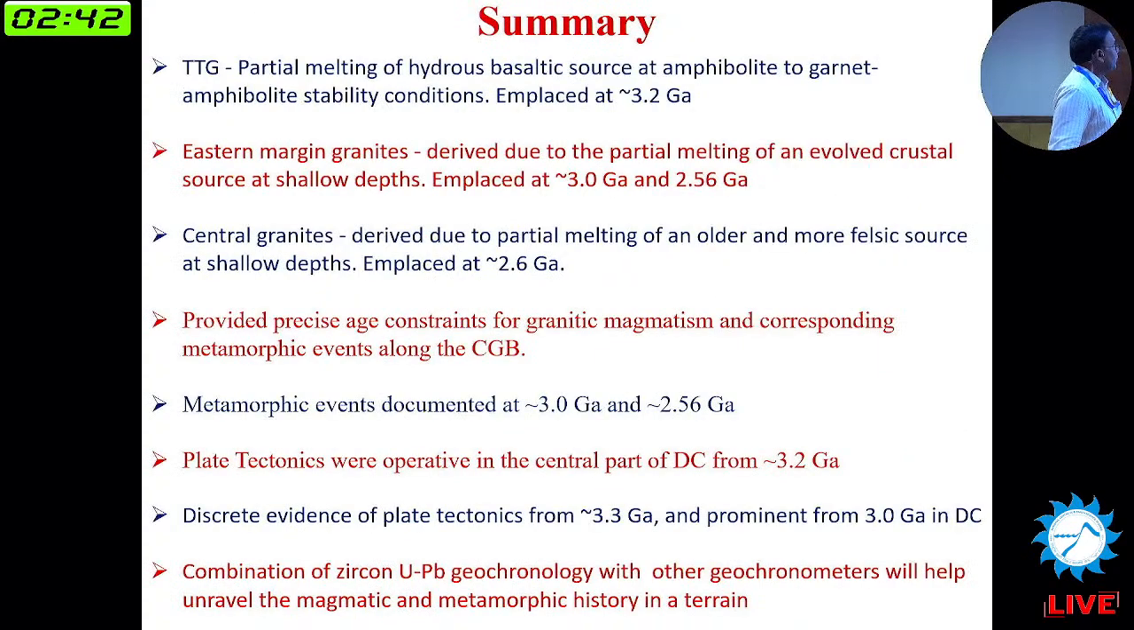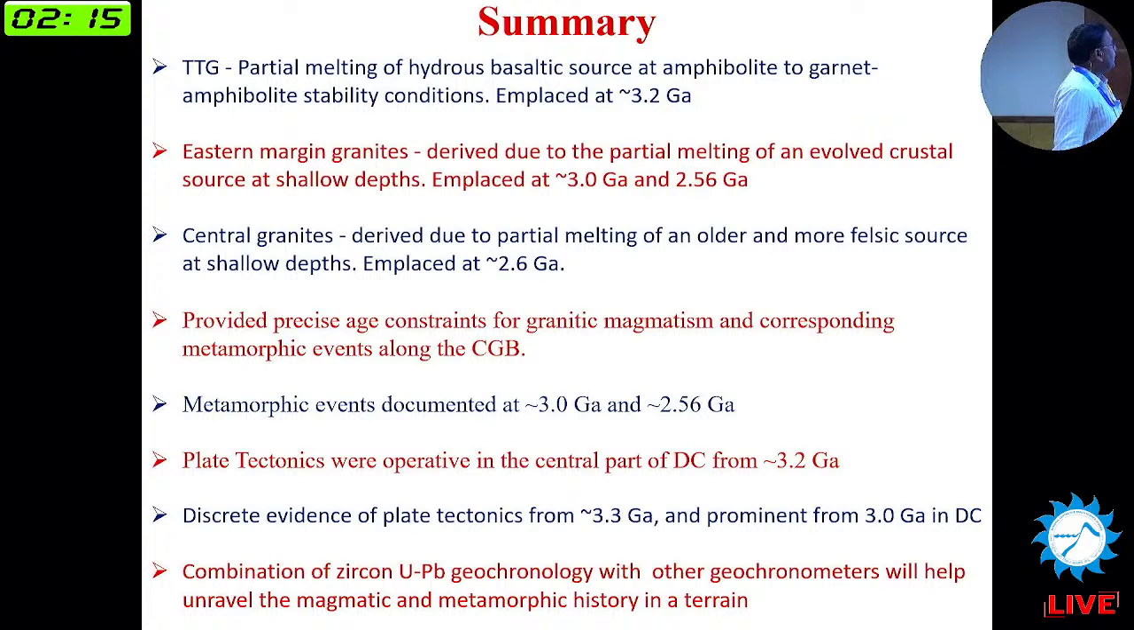So with this, I wanted to conclude that the TTG, though we have studied 3 components, the TTG derived due to the partial melting of the hydrous basaltic source at amphibolite to garnet stability conditions, emplaced at 3.2 GA, whereas the eastern margin is slightly evolved, derived from the evolved crustal source at shallow depths, and emplaced at 3 and 2.56 GA, whereas the central around 2.56 GA.